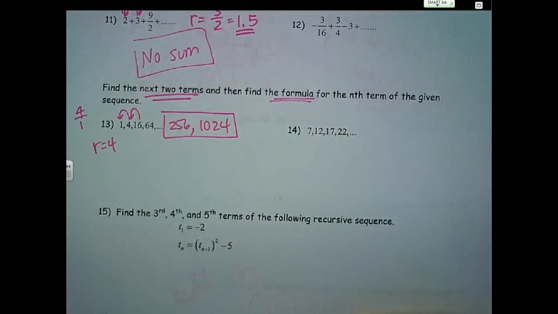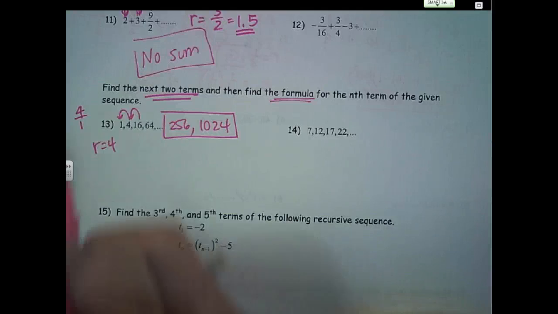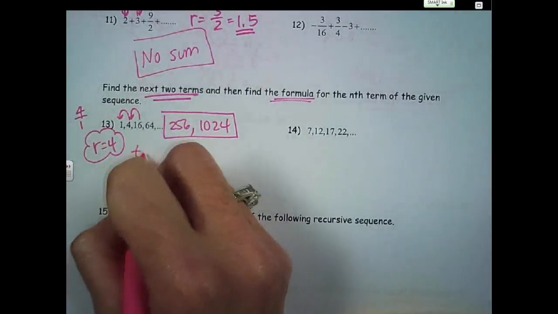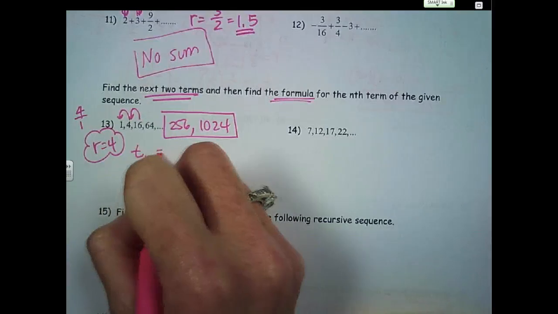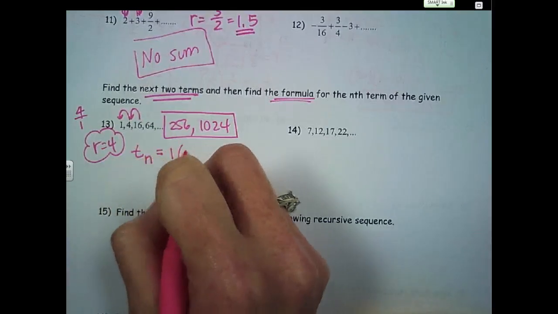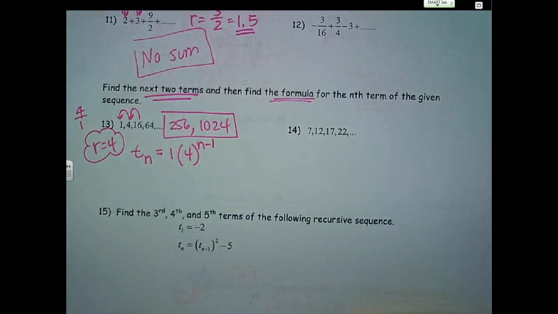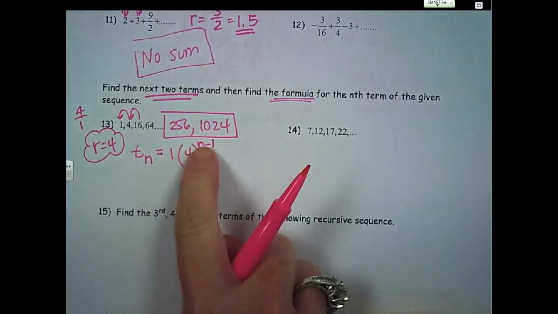Then it says find the rule. When asked for the rule, you're going to leave in the n. Since there's an R, you're going to use geometric. So T sub n, because you're finding a rule, you leave in the n, is 1 times 4 to the n minus 1. You always leave in the n. Okay, remember, you're not allowed to leave it like this. You've got to separate this into 2.